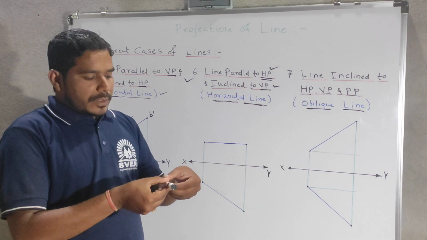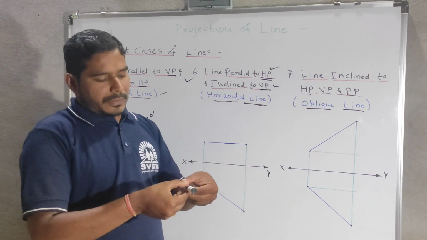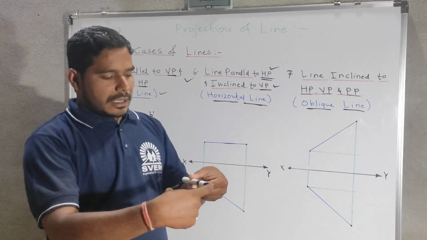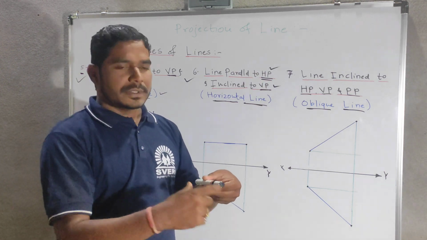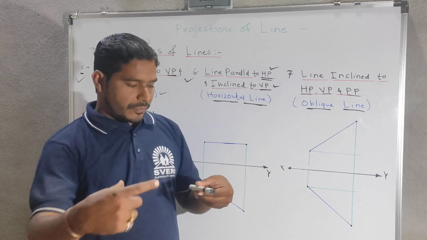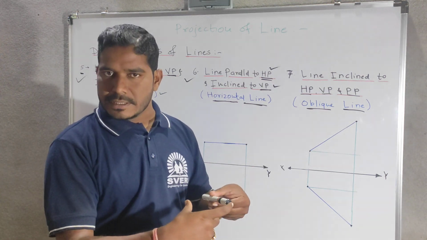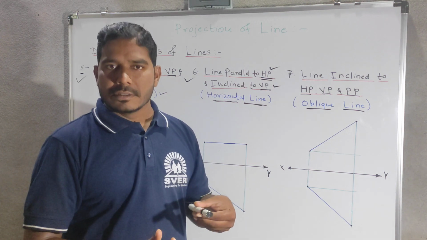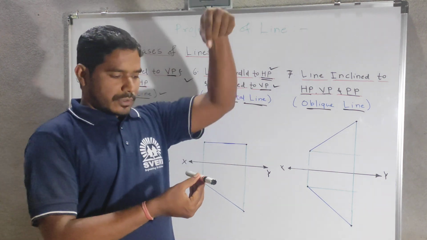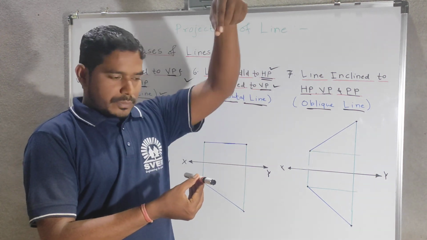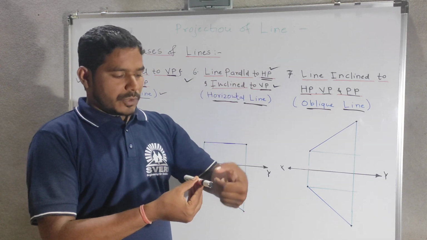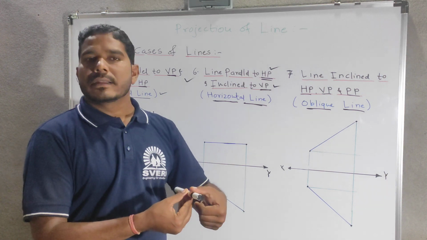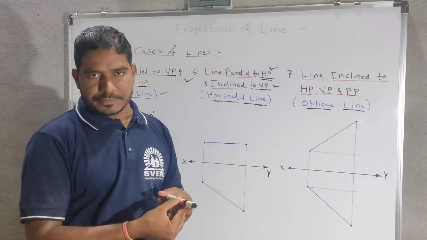Now if you see from the front side, you will get an apparent length of this line AB. From the front side, you will not get the true length of this line AB. So in which view will we get the true length? You can check. If you observe from the top side, then in the top view we will get the true length of this line AB.